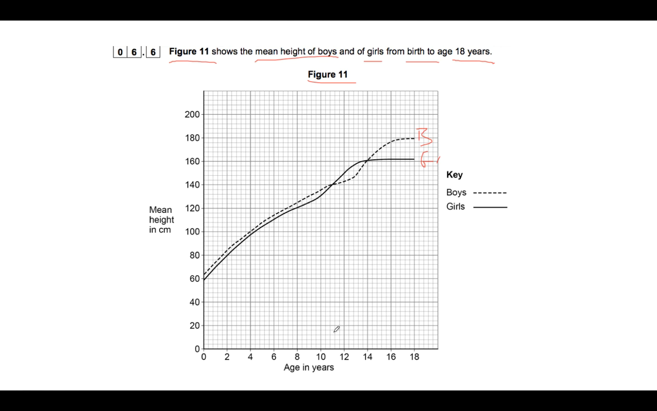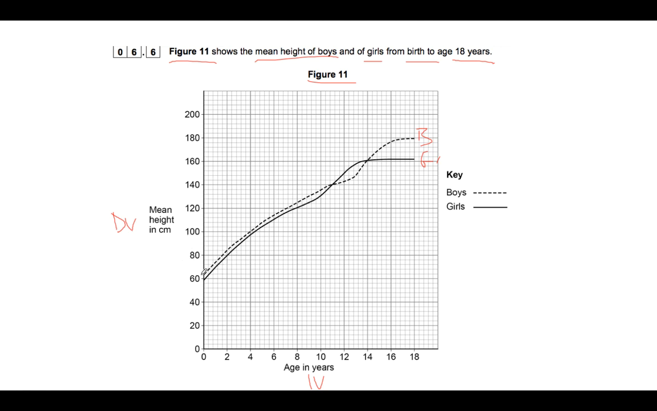Now, I always say, identify your variables. On the X, we always have the independent variable, so the age in years is changing. And the dependent variable, so what's being measured, is the mean height in centimeters. So before we get on to the actual question, whenever you see graphs and data like this, I want you to think about the trends and patterns.